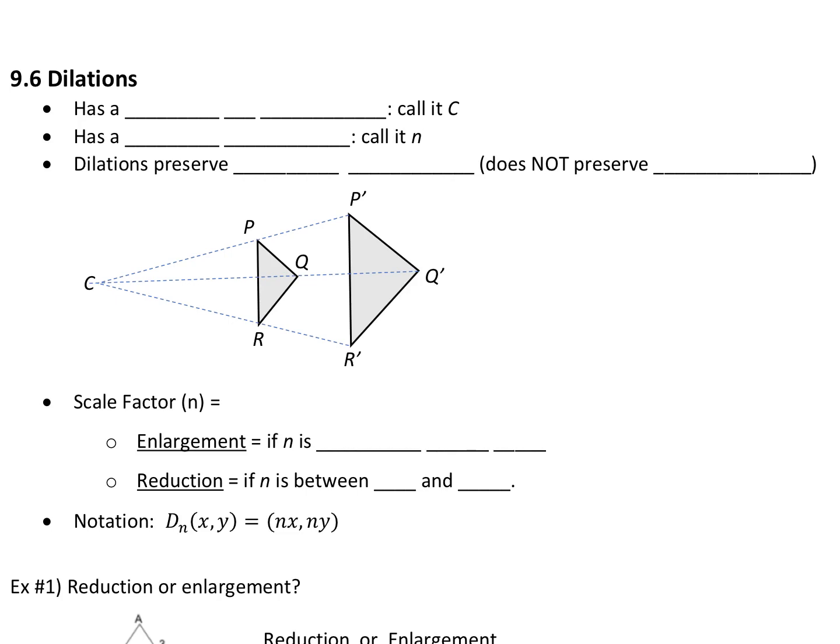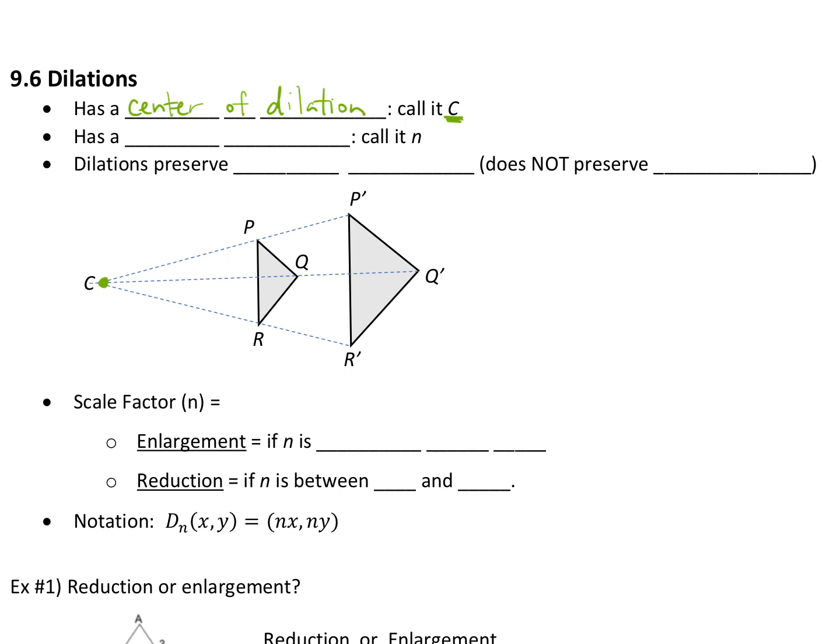9-6. So with a dilation, you're always going to have what's called a center of dilation. We're going to call it C for right now. That's this point in the picture down below. C is your center of dilation.